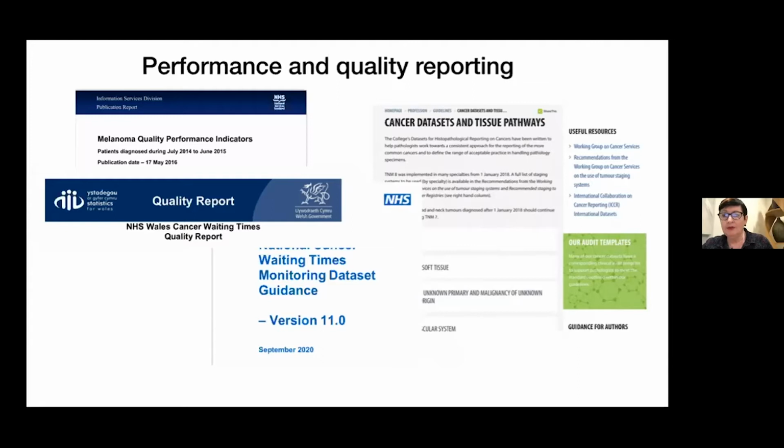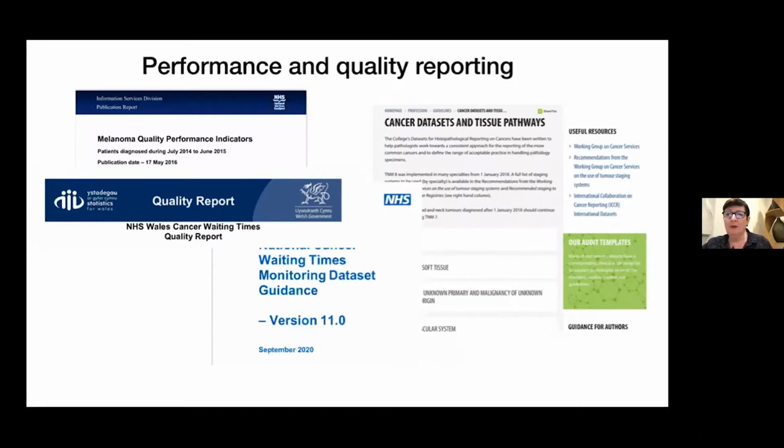And you'll find any number of examples of performance and quality reporting formats around. So I've got one from Scotland, one from Wales, and there's a UK one about UK waiting times. There are some standards on the RCPath website that help you in assessing some of your performance, particularly the cancer data sets and tissue pathways. And we've got audit pro formas and templates to help you assess that.